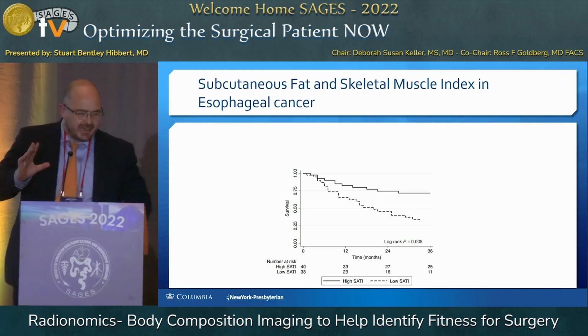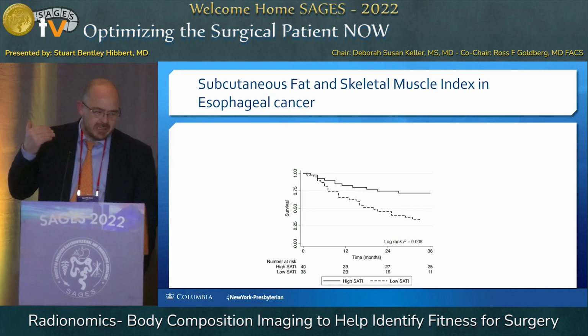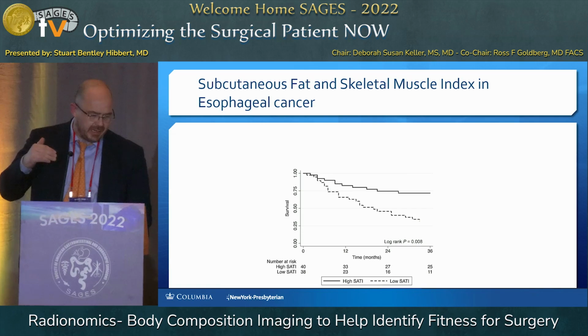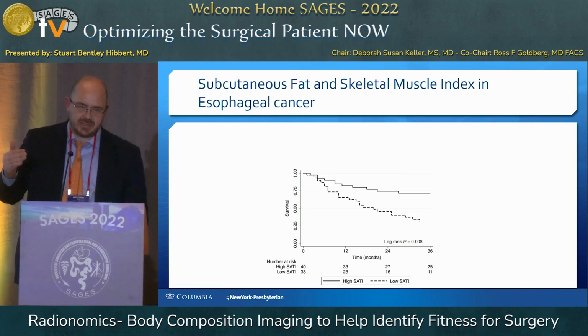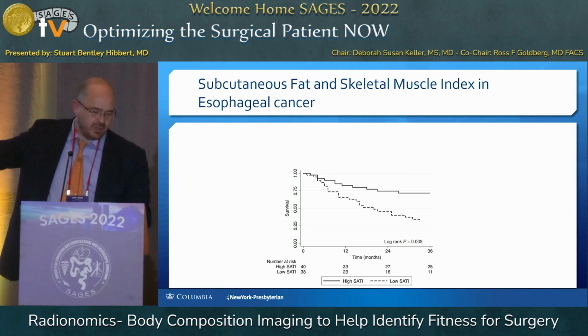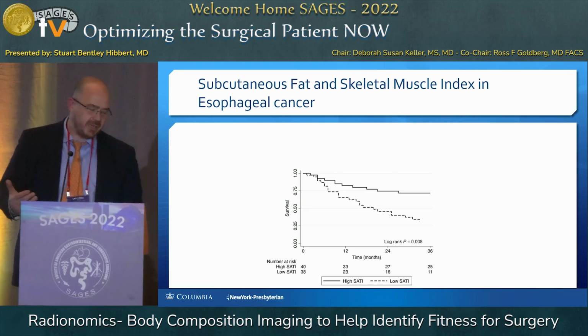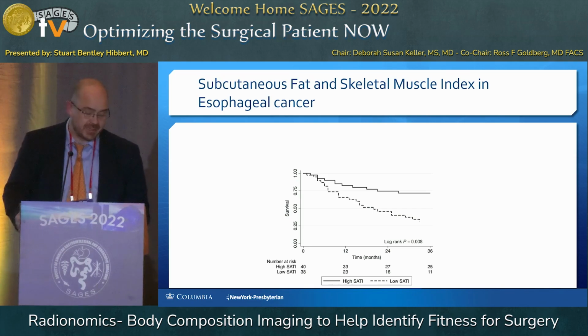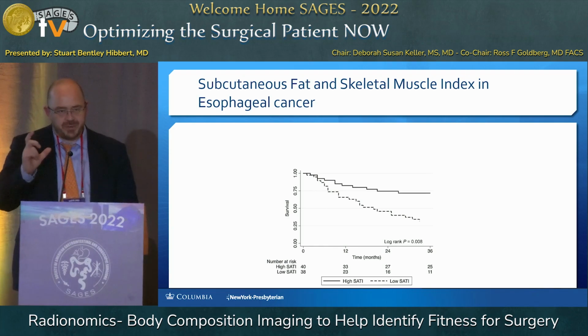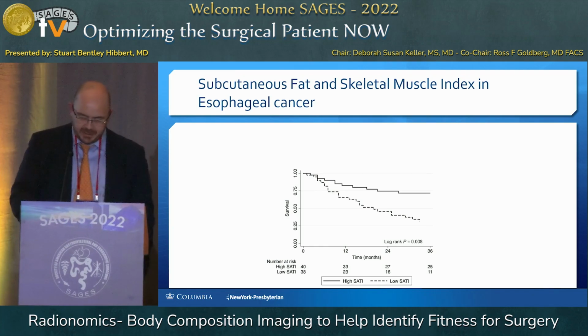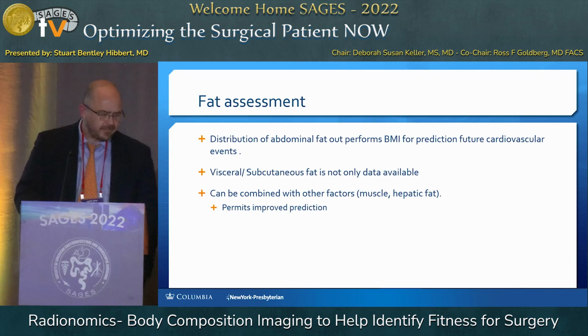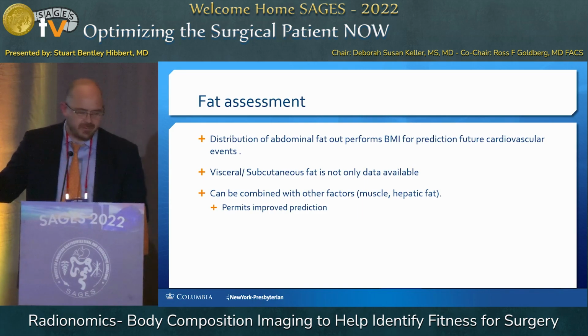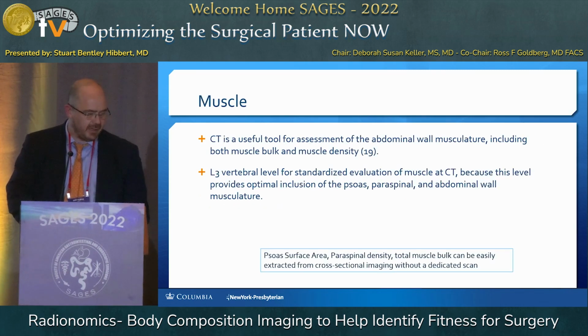And to show that nothing is that easy, in this case a high amount of subcutaneous fat, what they call a subcutaneous adipose index, was predictive of a better response. So more subcutaneous fat was predictive of a better response. I'm not showing this because I want to talk about esophageal cancer, only to show that there is variation in what the data means, and the data needs to be applied specifically to the disease. It outperforms BMI in future cardiovascular risks, and it can also be combined with other features, namely muscle.